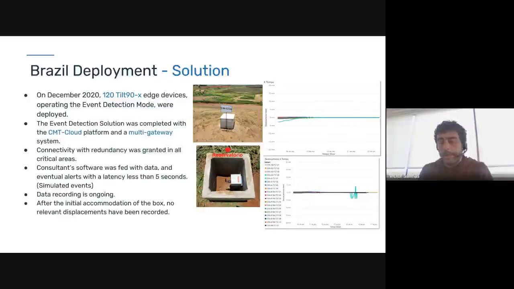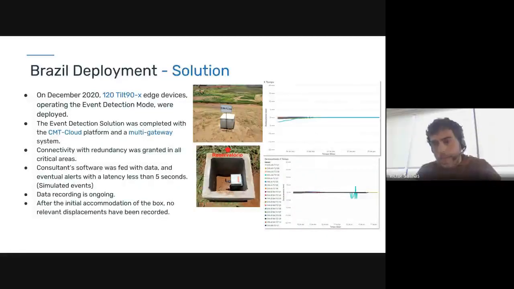Data recording is ongoing nowadays, and it can be seen from the graph on the right that after a few days of stabilization of the concrete boxes in which the sensors were installed, the system has remained very stable, with displacements of less than 1 millimeter. Here they are transforming the tilt of different points into distance.